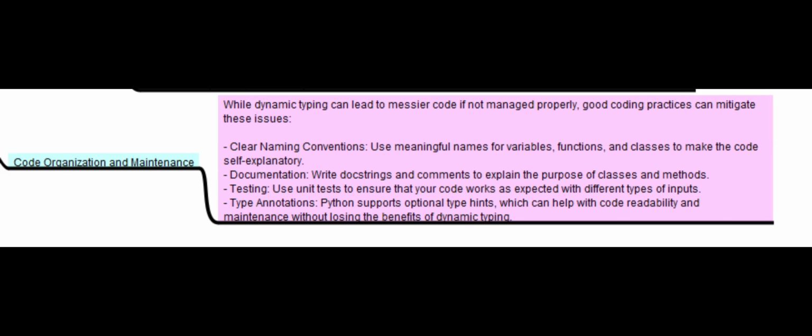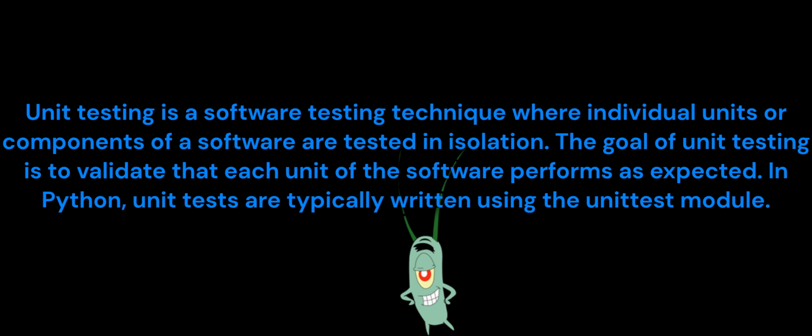dynamic typing. Unit testing is a software testing technique where individual units or components of a software are tested in isolation. The goal of unit testing is to validate that each unit of the software performs as expected. In Python, unit tests are typically written using the unittest module, which is part of the Python standard library.